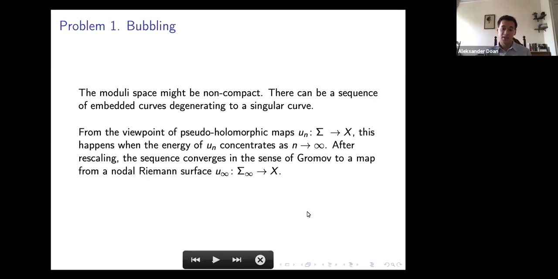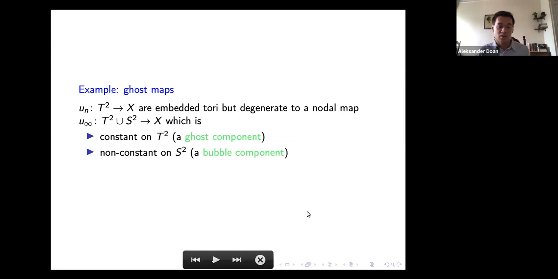This is not always possible. Sometimes these sequences of pseudo-holomorphic maps don't converge in, say, C1, because the energy of pseudo-holomorphic maps can concentrate along a bunch of points in the surface. However, after rescaling, you can always choose a subsequence which converges, in an appropriate sense defined by Gromov, to a map from a nodal Riemann surface. But the image of this map will in general have a different topology. Here is an example, the so-called ghost maps.